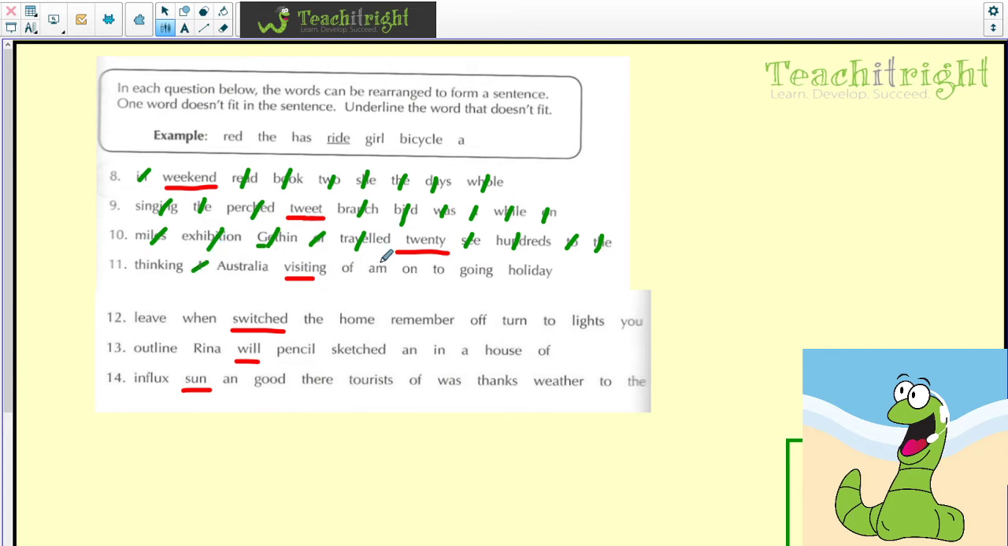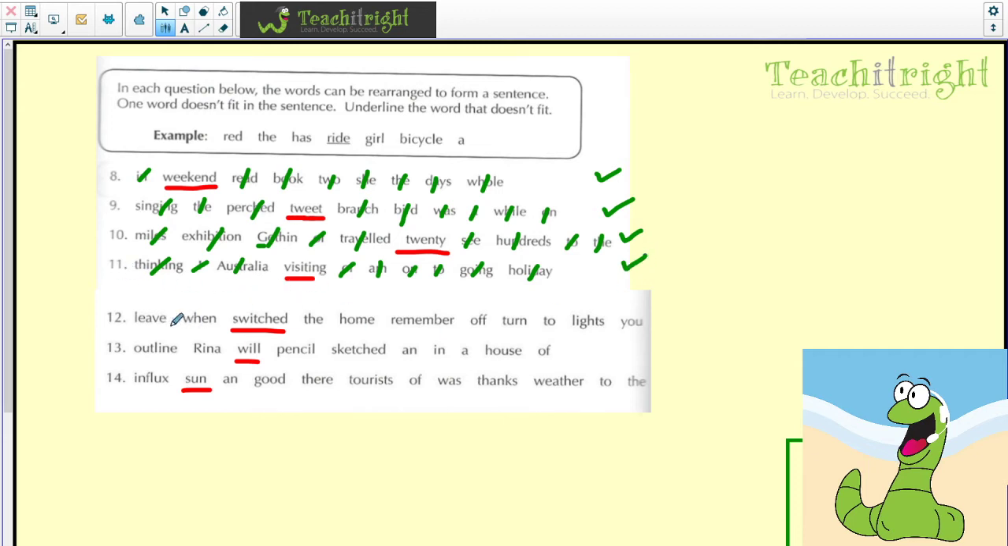11, we've got another pronoun here. We've got I. I am thinking of going on holiday to Australia. Well done if you got visiting as your superfluous word. So again, what you can do with these is just give them a nice little tick. Sorry, we could do a better tick than that, I'm sure. Try that one again.